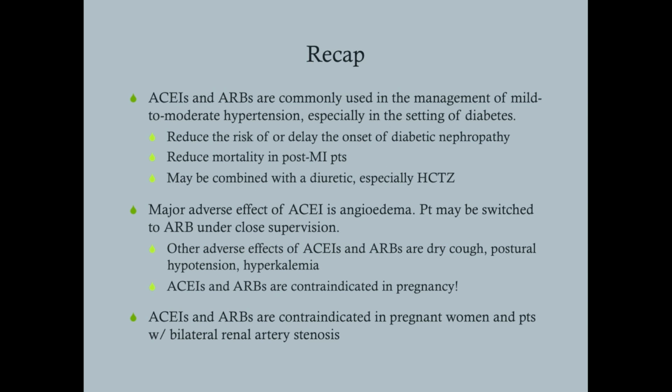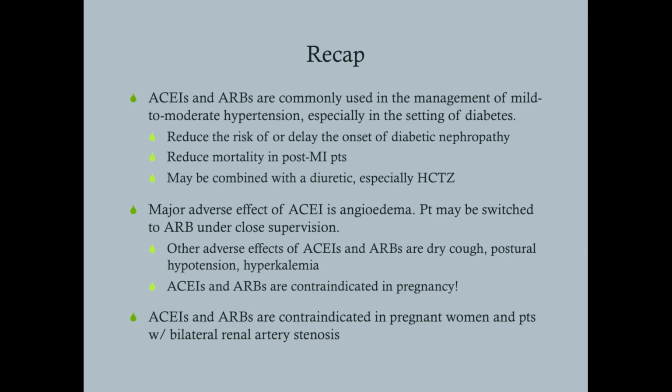So to recap, ACE inhibitors and angiotensin receptor blockers are commonly used in the management of mild to moderate hypertension, especially in the setting of diabetes because of their renal protective properties. It reduces the risk of or delays the onset of diabetic nephropathy. That's why it's given in diabetes. And there is some evidence saying that ACE inhibitors are good to give pretty much to anybody with diabetes, even if they don't have hypertension, but that's controversial. It reduces the mortality in post-MI patients, so this will be part of your standard regimen for patients who have just suffered a heart attack.